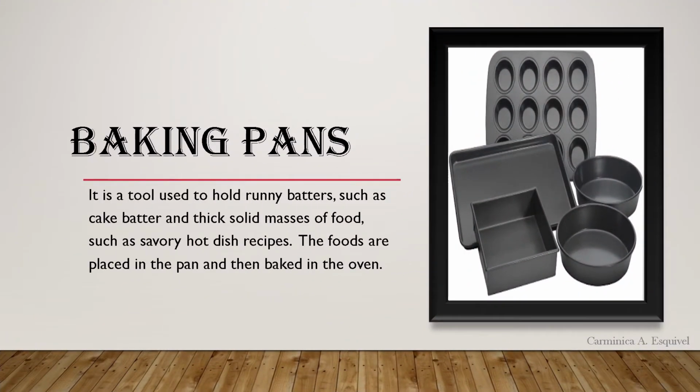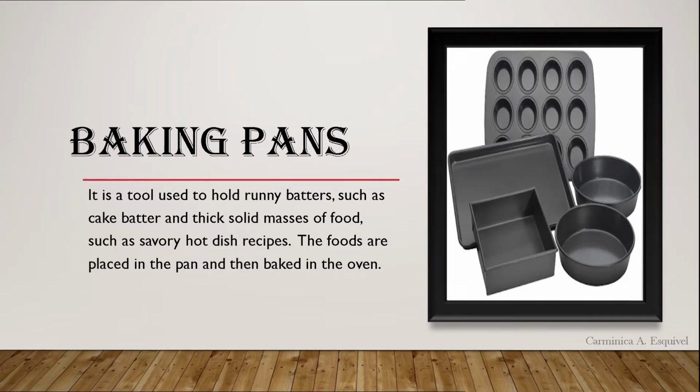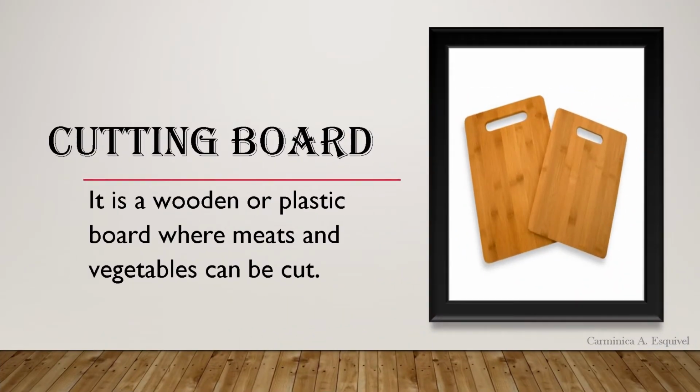Next is the baking pans. It is a tool used to hold runny batters such as the cake batter and thick solid masses of food such as savory hot dish recipes. The foods are placed in the pan and then baked in the oven. Next is the cutting board. It is a wooden or plastic board where meats and vegetables can be cut.